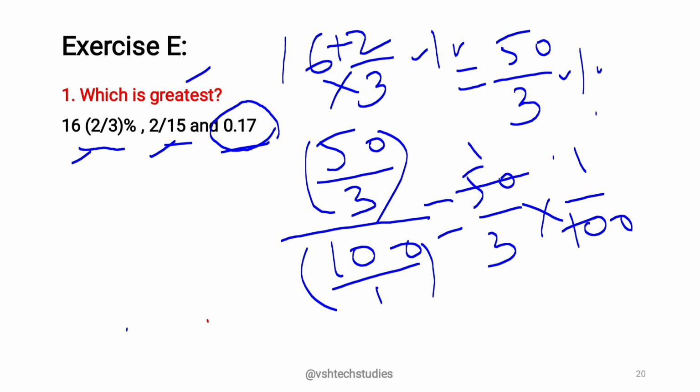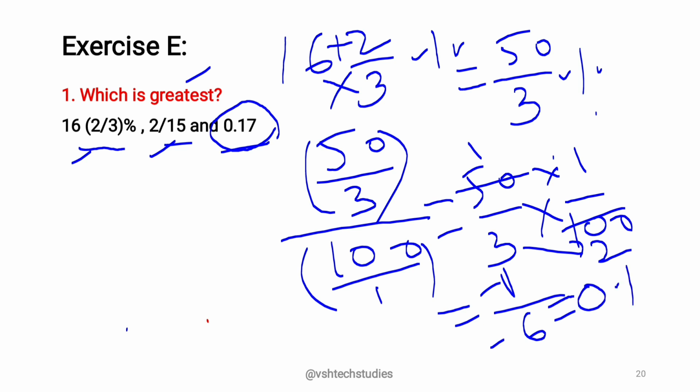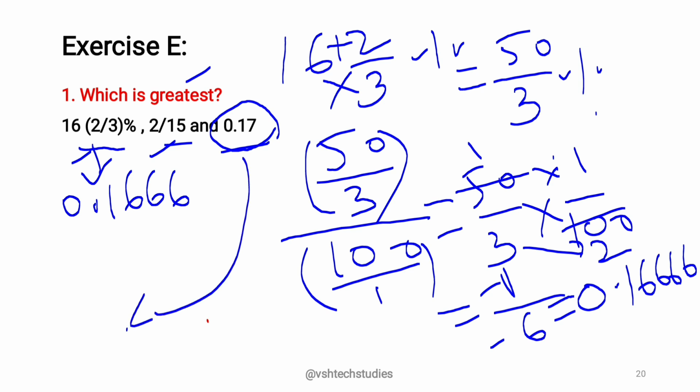Simplifying, 50 ones are 50, 2s are 100. This 1 into 1 is 1. This 3 into 2 is 6. 1 by 6. So 1 divided by 6 if you do, it becomes 0.1666. Hence this is equal to 0.166 in decimal. This we will keep as it is, 0.17.